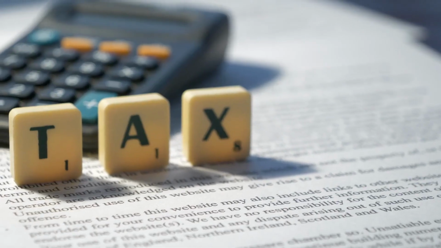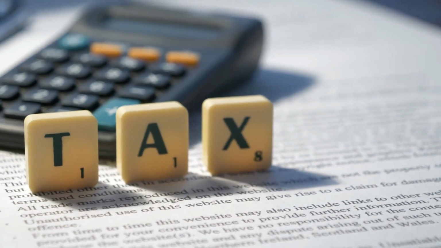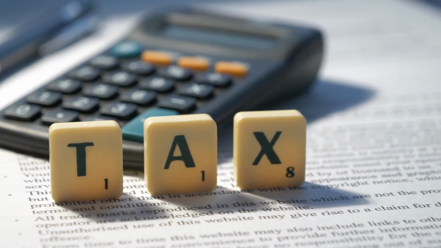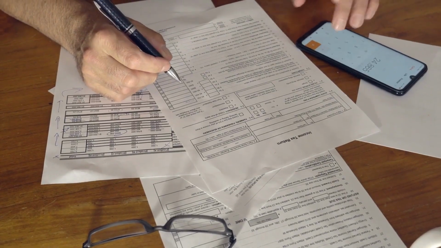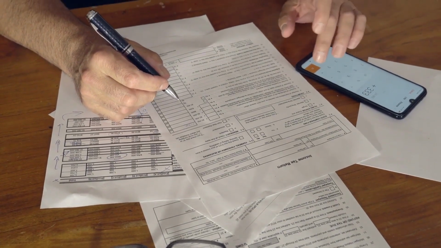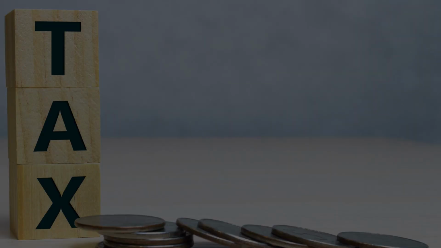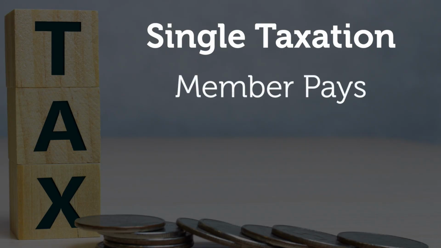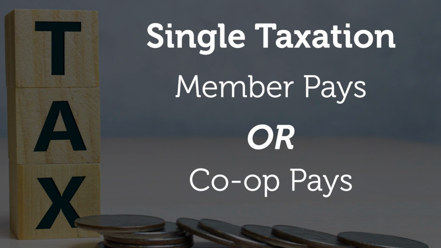Remember that allocated equity are member-based profits, and profits are taxed. Yes, even profits generated by the cooperative are taxed. However, cooperatives are Subchapter T member-owned corporations, so the government will only tax these profits one time. This is known as single taxation, which means either the member pays the tax or the co-op pays the tax, but not both.